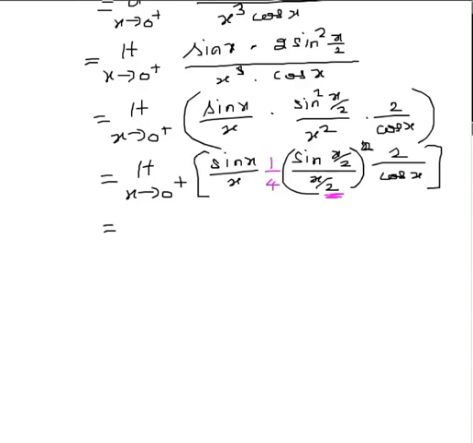Now let us apply the limits. Sin x by x as limit extending to 0 becomes 1, into 1 by 4, and sin x by 2 by x by 2 also gives 1 square, which is 1. 2 by cos 0 is 1. The answer is half. Now it is a continuous function, so LHL must be equal to RHL. A must be half.